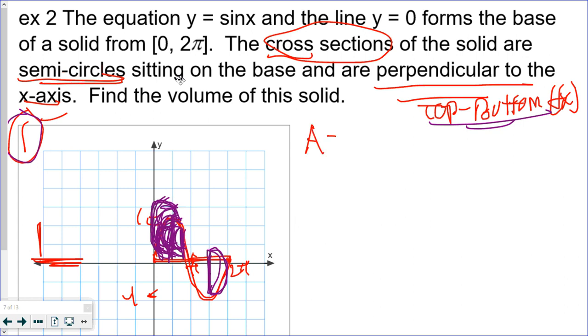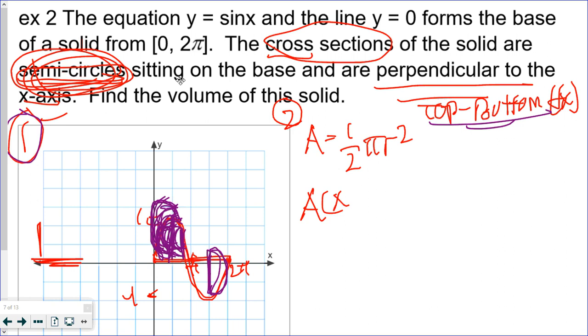So let's just start with A here in step two. We've got to create an A equation. Well, it's always the area of the cross section. In this case, it's a semicircle. So that would be 1/2 pi r squared. That's the area of the semicircle. Now, we're trying to turn this into an A of x equation so we can integrate it.